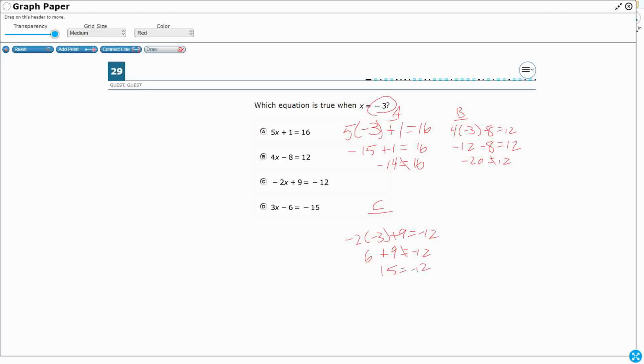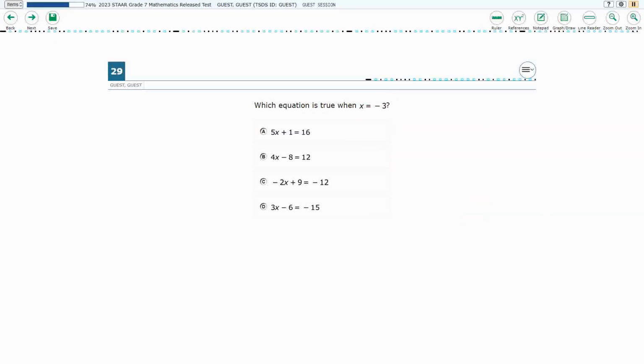So let's hope it's D. 3 times a -3, -6, and -15. 3 times 3 is 9. Positive, negative, make it negative. There we go. Look, I got -9, and I'm moving further to the left because it's minusing. So that's going to go farther away from 0. That is -15. So D is my correct answer.